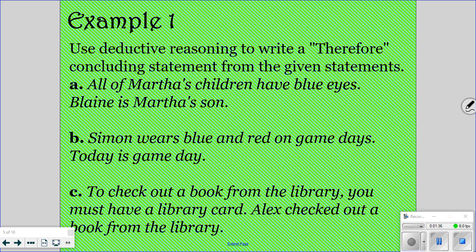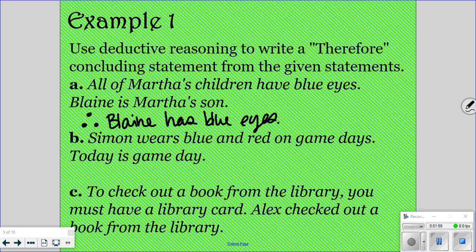All of Martha's children have blue eyes. Blaine is Martha's son. Therefore, remember, therefore, we can use this little mathematical symbol, or you can write out therefore. But therefore, what could we conclude? Blaine has blue eyes. Okay, so that's how you can use deductive reasoning.